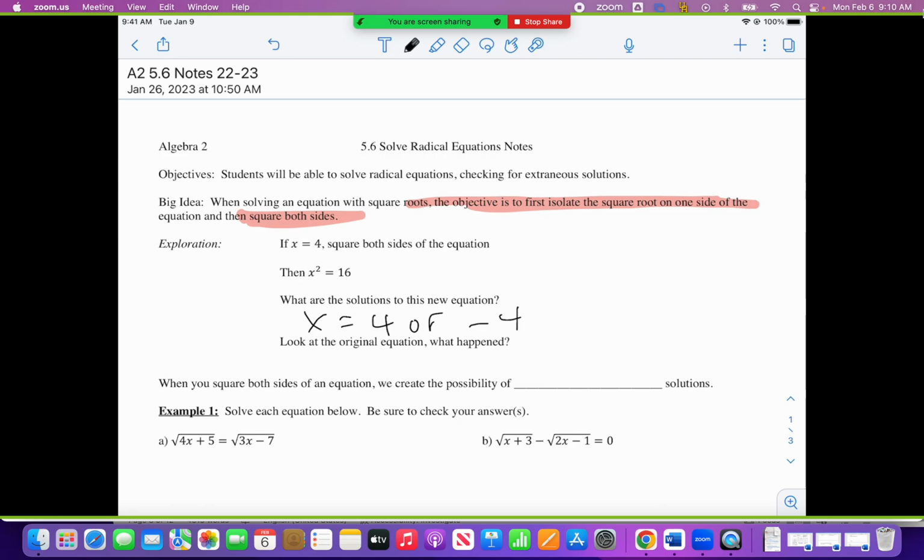Avery, what happened from the original equation to now what I have? You have a negative 4 that isn't in the original, okay? So what happened is we generated an extra solution. Sorry, I don't have my Apple Pen today, so you can see my finger, it's not working real well.